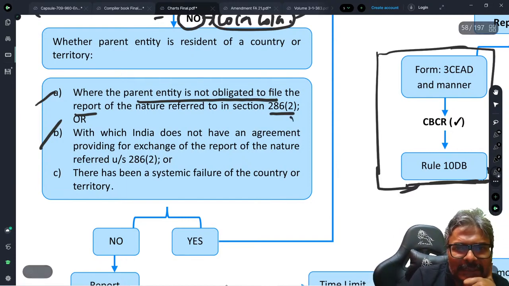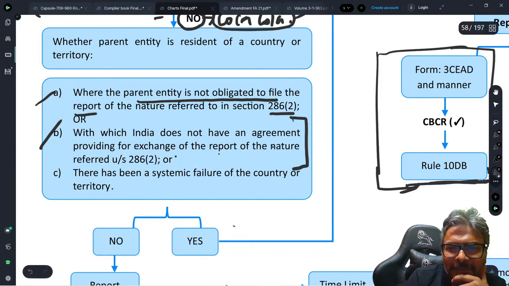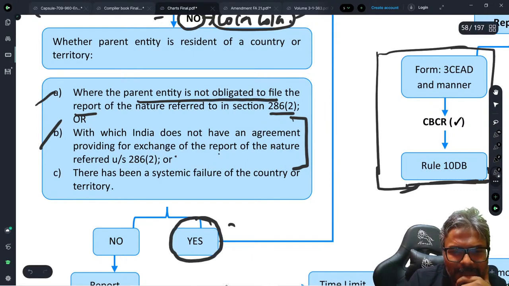So, with which India does not have the agreement for exchange of the report of the nature. So, this is default. Because of these defaults, now what happens? If any one of the defaults occurs, you will say, so what about the third one? Third one, just forget it. A and B, just focus on that.